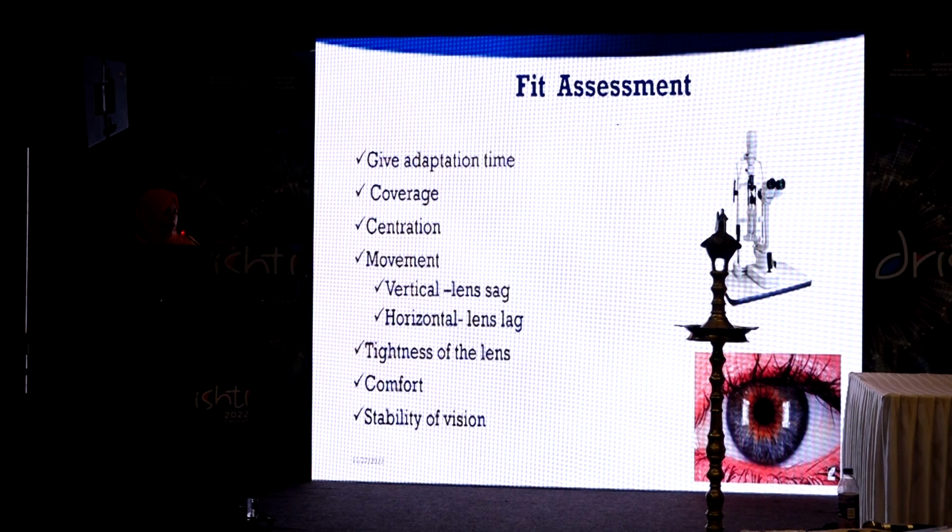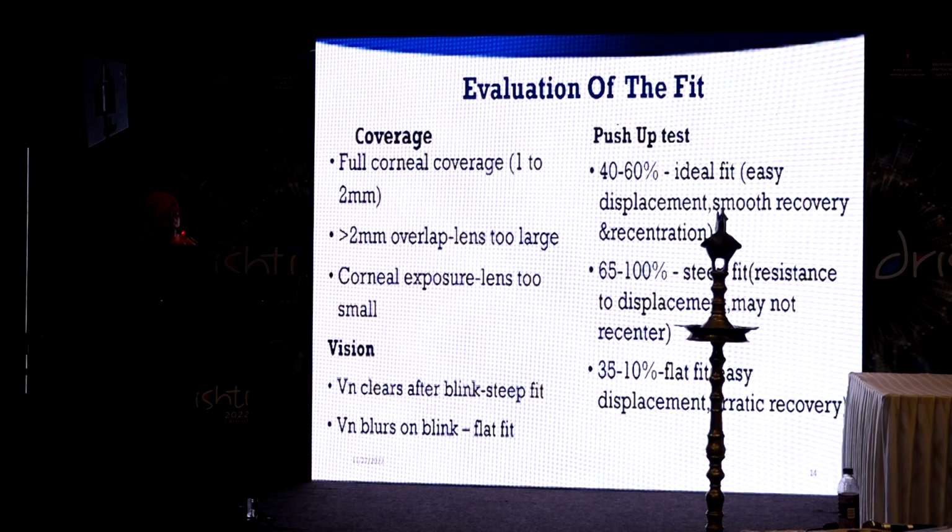So after this selection, we have to check for the fit assessment. We have to give a proper adaptation time for the patient, and also we have to check for the coloration, centration, movement, whether vertical lens sag, horizontal lens lag, tightness of the lens, comfort, and also the stability of the vision. So the coverage usually says full corneal coverage 1 to 2. If it is greater than 2 overlaps, the lens will be large. If there is a corneal exposure, the lens will be too small.